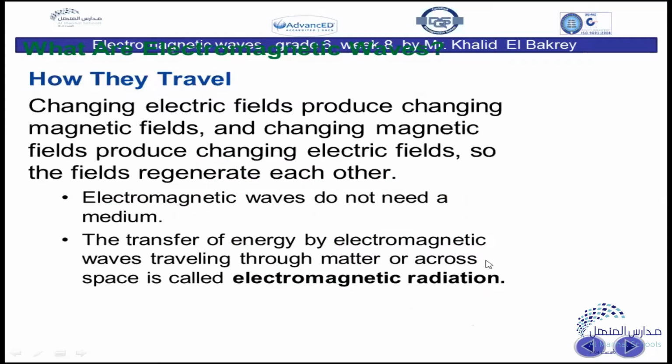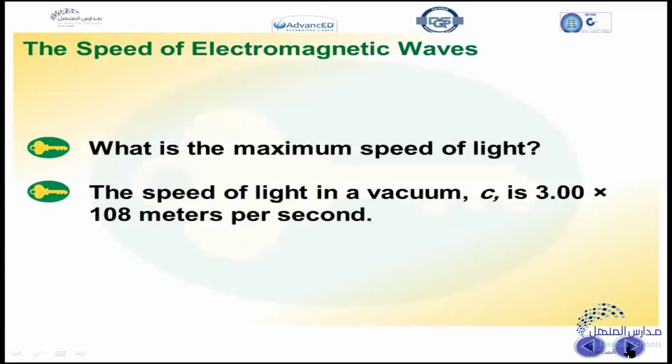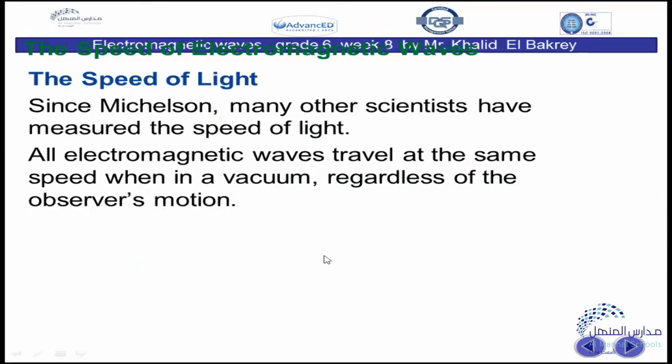They travel at the speed of light in vacuum. It's a very high speed. So what is the speed of light? The maximum speed of light in vacuum is about 300,000 kilometers per second. It's a very high speed compared to sound.